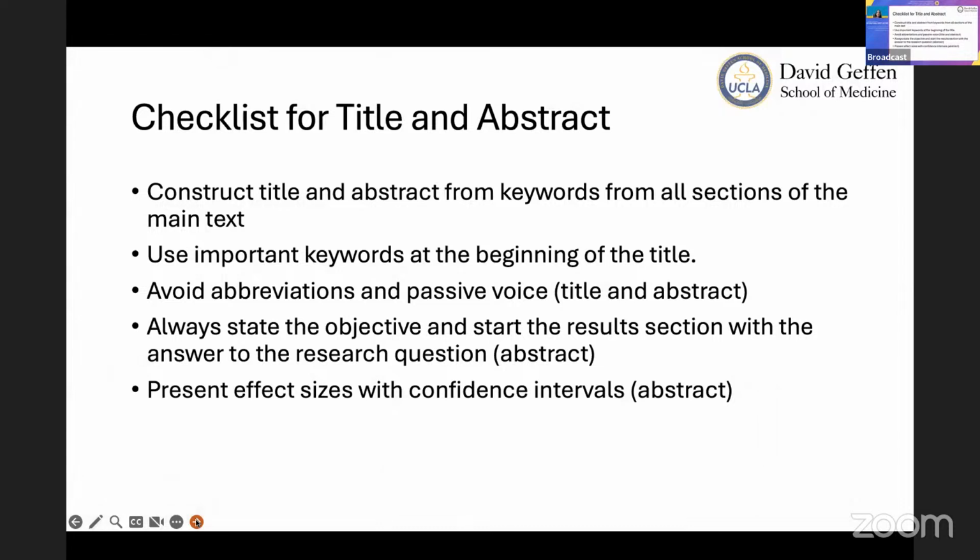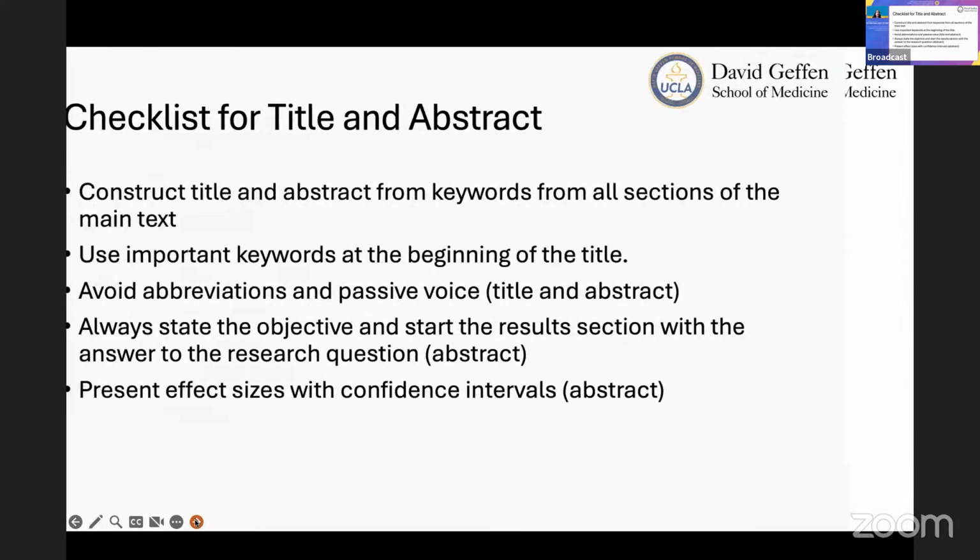If I were to put a checklist for that: construct the title and abstract from keywords from all sections of the main text. Use important keywords at the beginning of the title so that it catches the attention of the reader and the reviewer. Avoid any abbreviations and passive voice in both title and abstract. Always state the objective and start the results section with answers to your research question. And then present effect sizes with confidence intervals in your abstract so that people who are looking at it will understand what's going on.